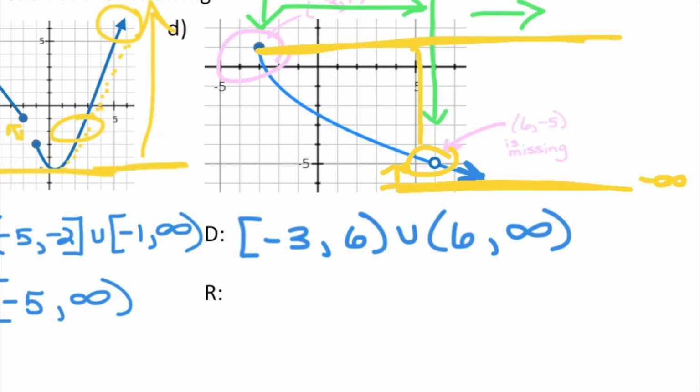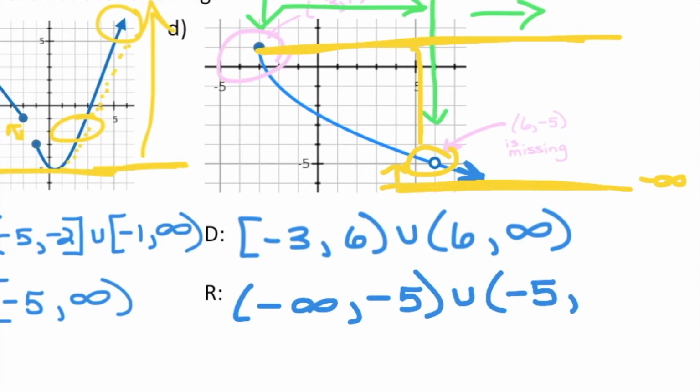So my range is going to start at -infinity. It's going to come up to the hole at -5. It doesn't include -5, so you put round parentheses because it does not include -5. And then it goes up to that endpoint at +1.